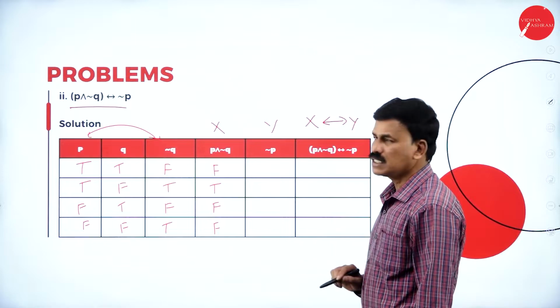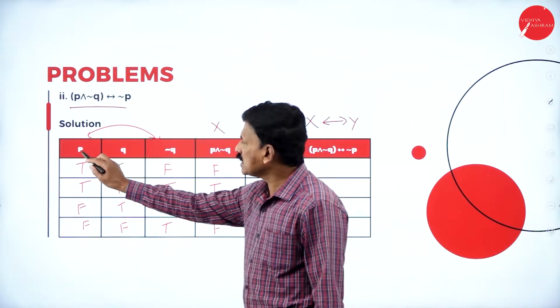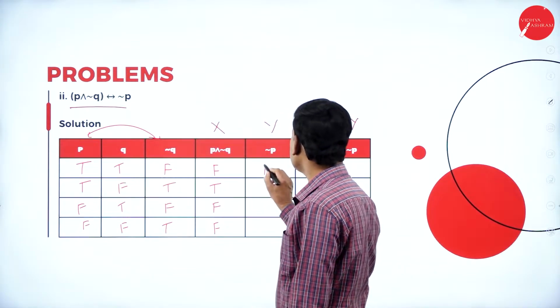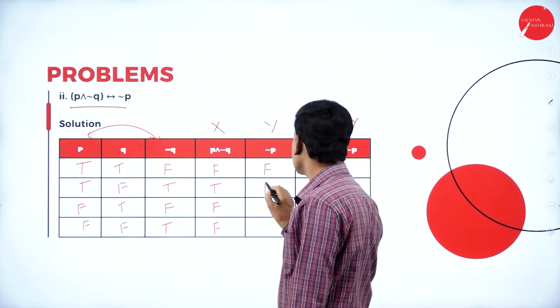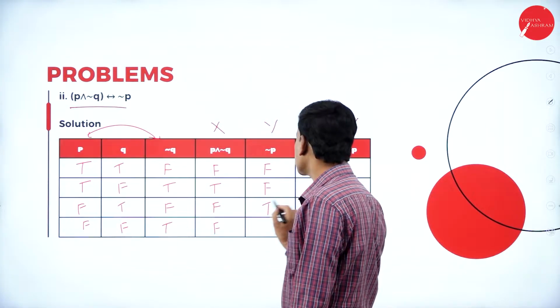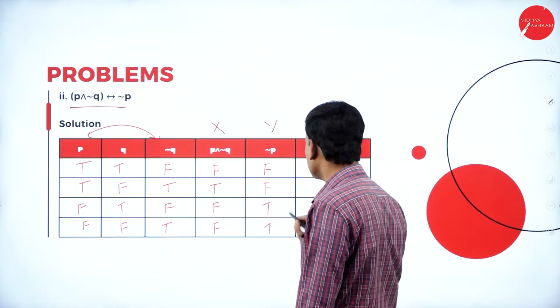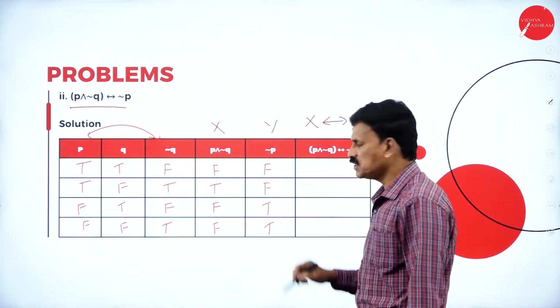Now, next, negation of P. Just take the negation for this. For T it is F, for T it is F, again for F it is T, again for F it is T, right? So, F, F, T, T.